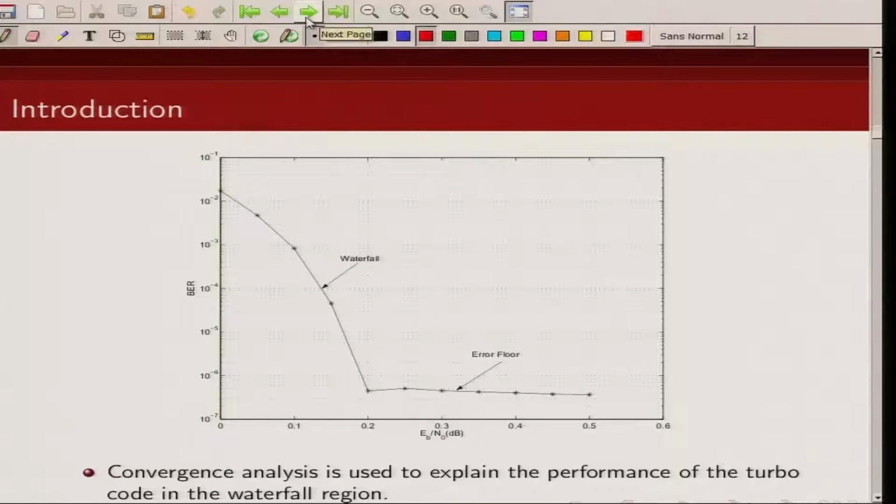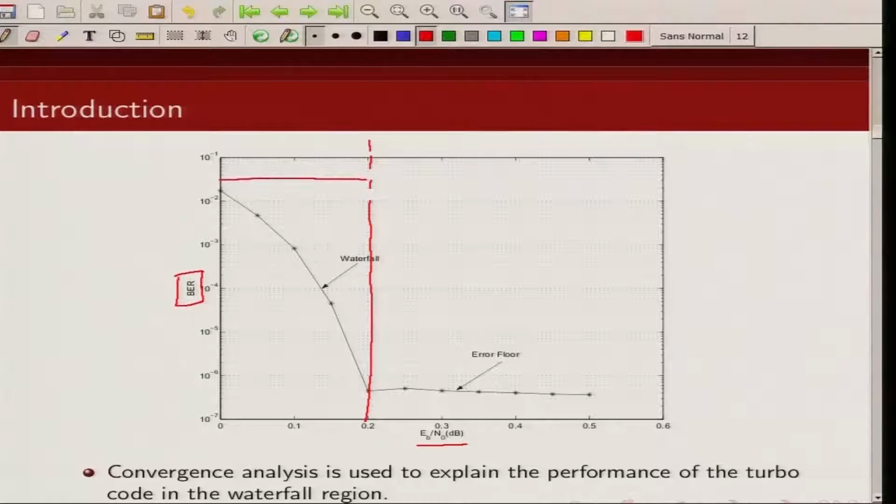So, this is a typical performance of a turbo code. If we take a large enough block size, this is for a block size of, I think, 65,000 plus, this is the typical performance of a turbo code. On the x axis, I have signal to noise ratio, and on the y axis, I have plotted bit error rate. Now, you will see there is a region.